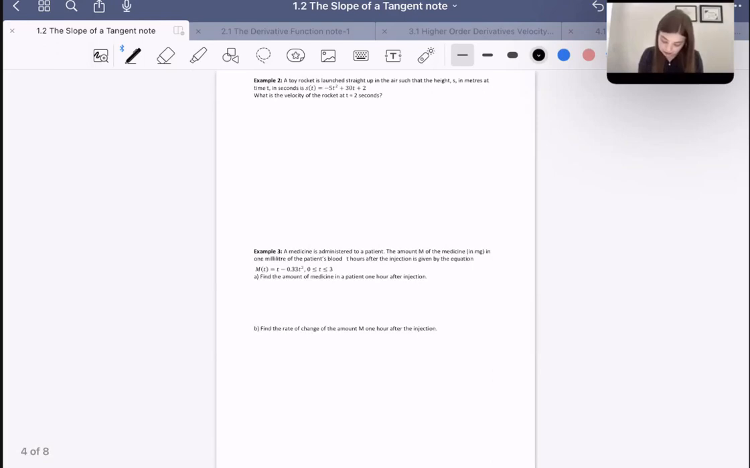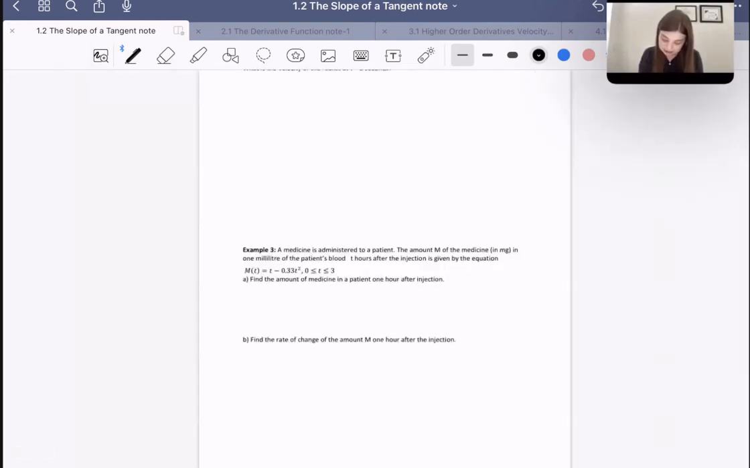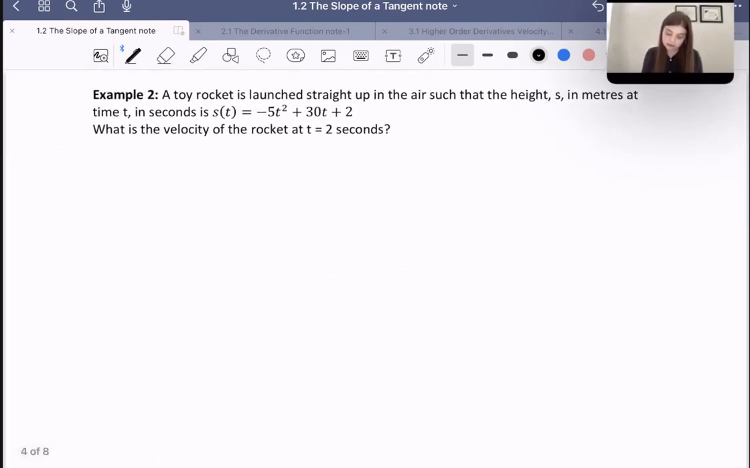All right, let's try 2 more examples of this. The next one says a toy rocket is launched straight up into the air such that the height s in meters at time t in seconds is represented by s of t equals negative 5t squared plus 30t plus 2. What is the velocity of the rocket at 2 seconds? So this one's very similar to part C of our example 1. So I encourage you to pause this, write down the question, and give it a try on your own, and then we'll take it up when you're ready.